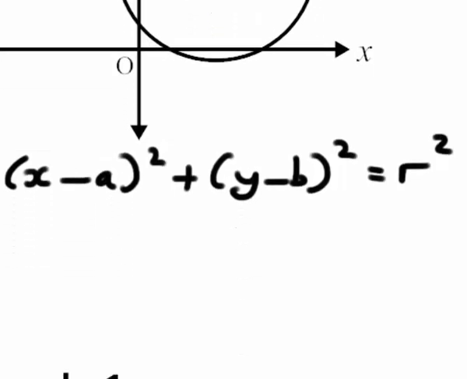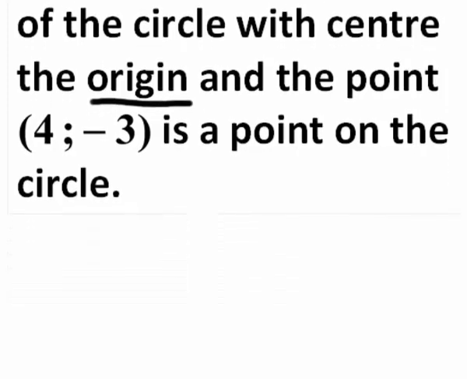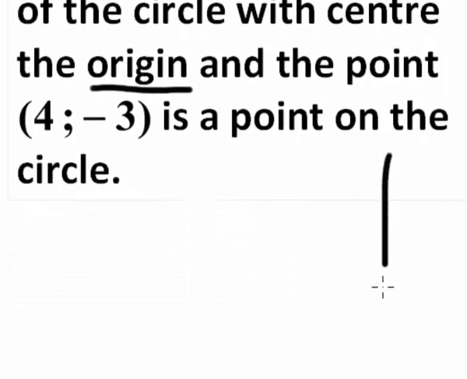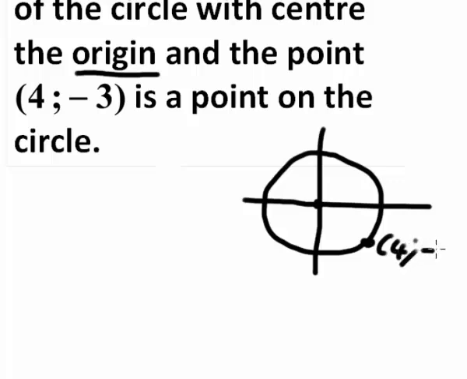Now let's go and have a look at an example. Let's have a look at an example where it says to determine the equation of the circle with center the origin, 0, 0, and the point (4, negative 3) is a point on the circle. So if you think about it carefully, we've got a circle here. Okay, its center is at the origin, which is 0, 0, and it passes through the point (4, negative 3).